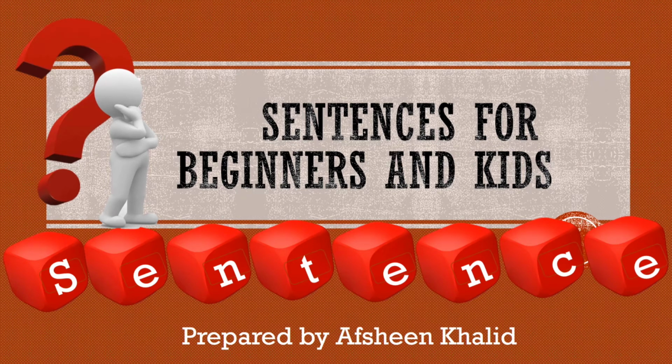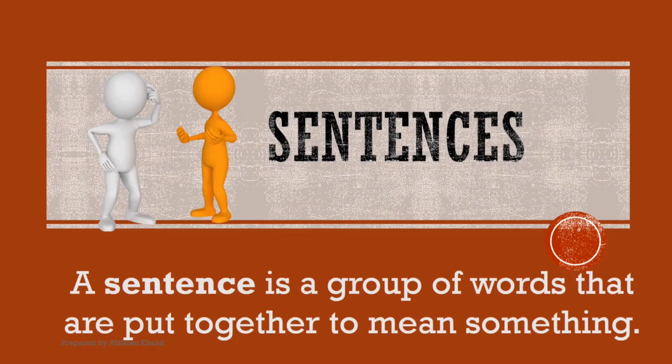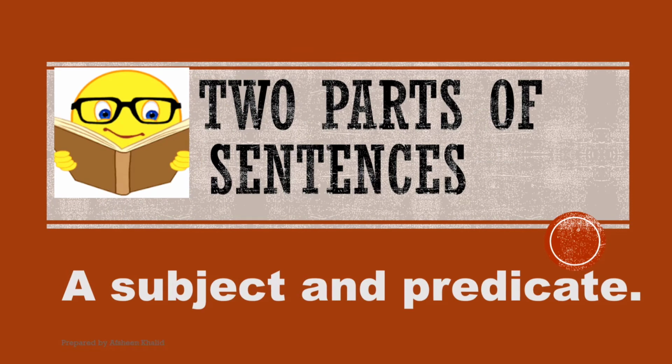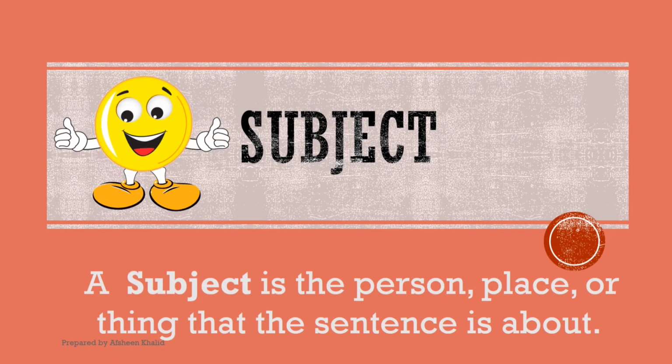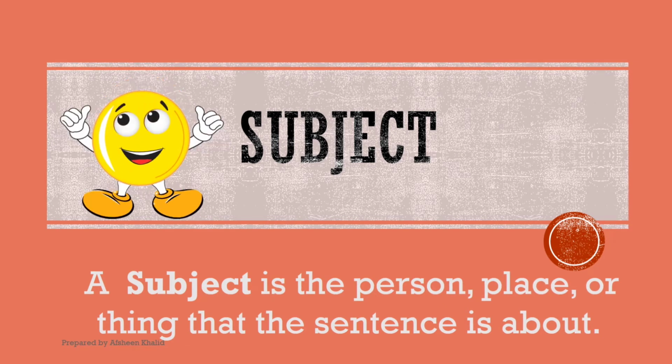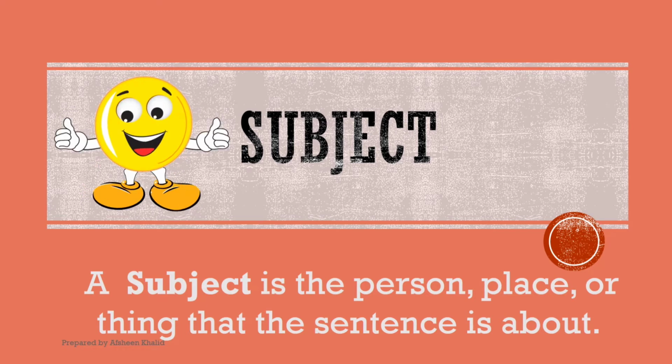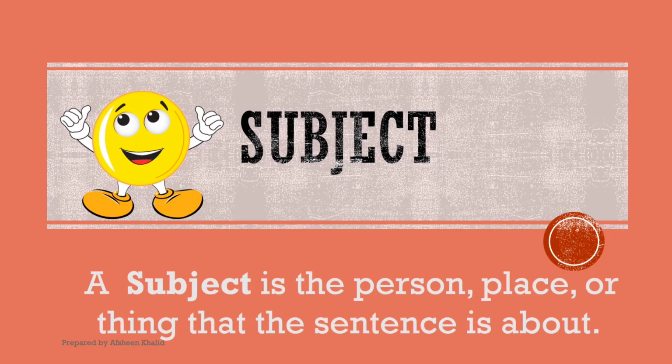Sentences for beginners and kids. A sentence is a group of words that are put together to mean something. There are two parts of sentences, a subject and predicate. What is a subject? A subject is the person, place, or thing that the sentence is about.